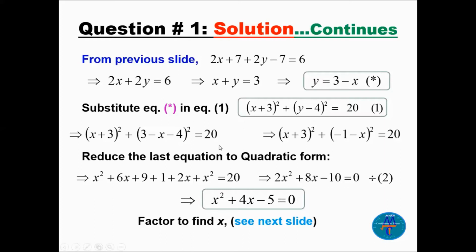So this one becomes x squared plus 6x plus 9. Here also minus 1, when you square it, you get 1. And then 2 times minus 1 minus x becomes plus 2x, plus x squared equals 20. Simplify the equation, you will get this quadratic. See, this one here, we call it quadratic equation, second degree.